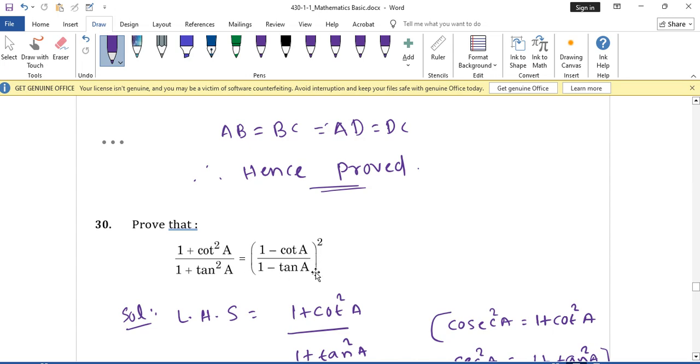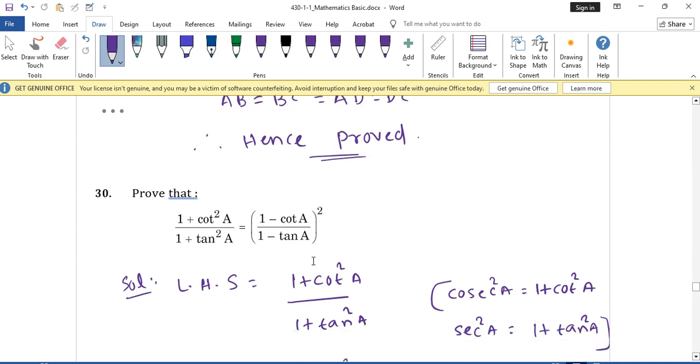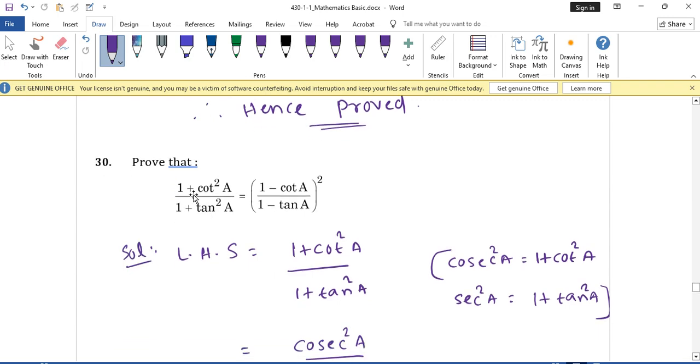Next, prove that 1 plus cot square A by 1 plus tan square A is equal to 1 minus cot A by 1 minus tan A whole square. For this question, do LHS and RHS separately to get equal answers for LHS and RHS. See here, take the LHS value.